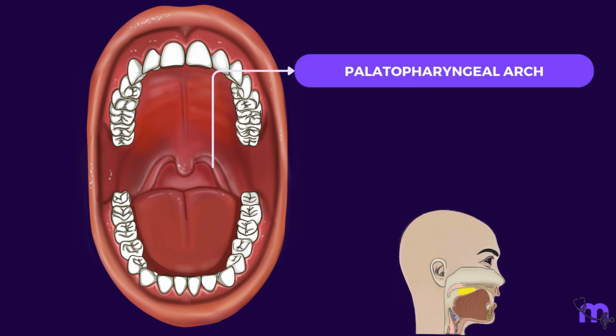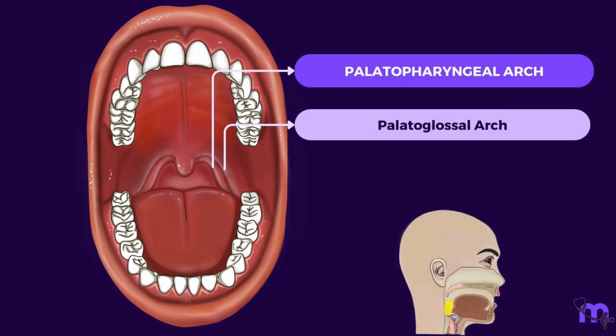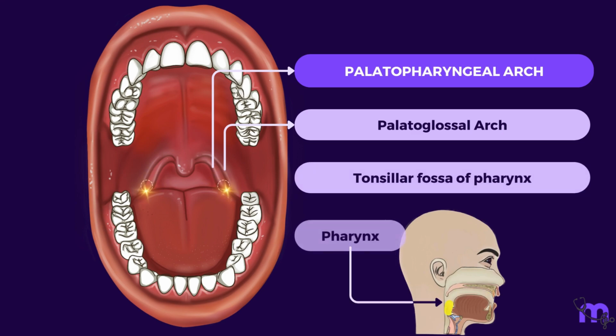The palatopharyngeal arch is located posterior to the palatoglossal arch. It extends downward from the soft palate towards the tonsillar fossa of the pharynx. It plays a role in the opening and closing of the entrance to the pharynx.